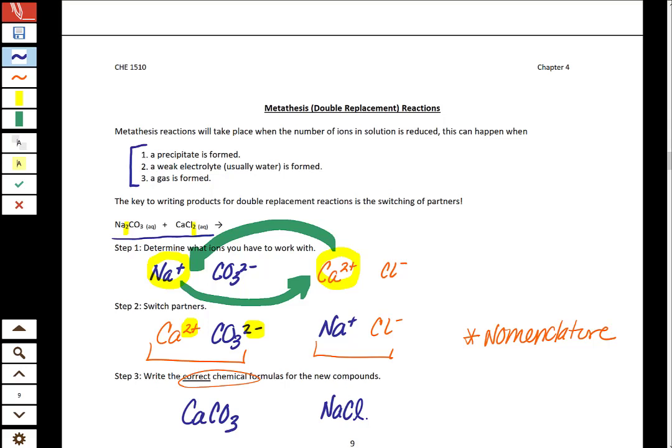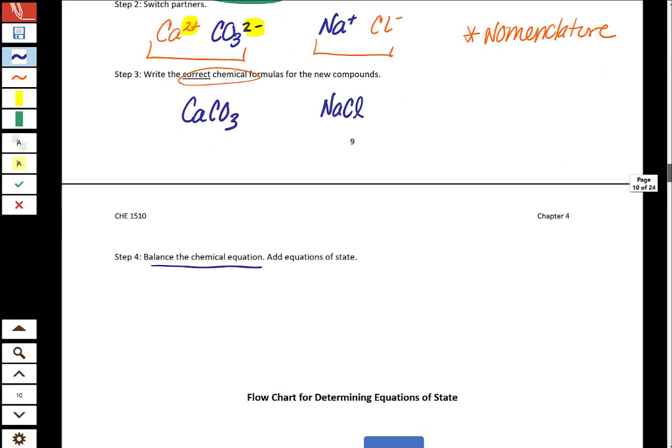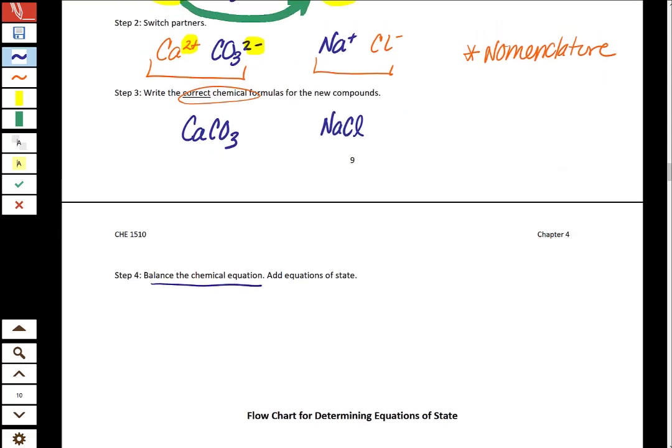Now that we have correct chemical compounds, what we need to do is go back and balance the equation. That's down here. Step 4, balance the chemical equation. When we balance that chemical equation, there's enough space for us to rewrite this down here. We had sodium carbonate plus calcium chloride.